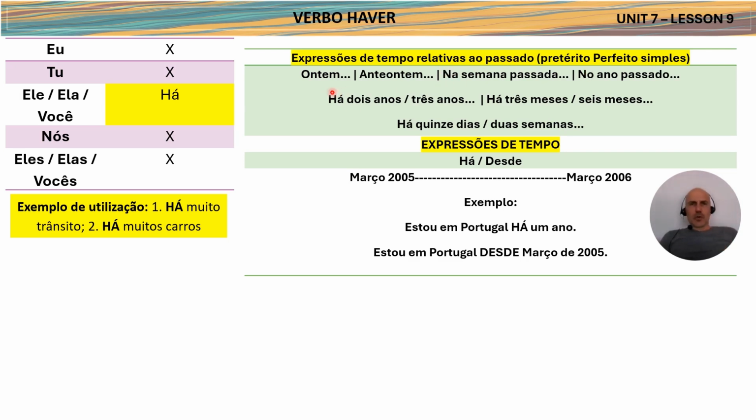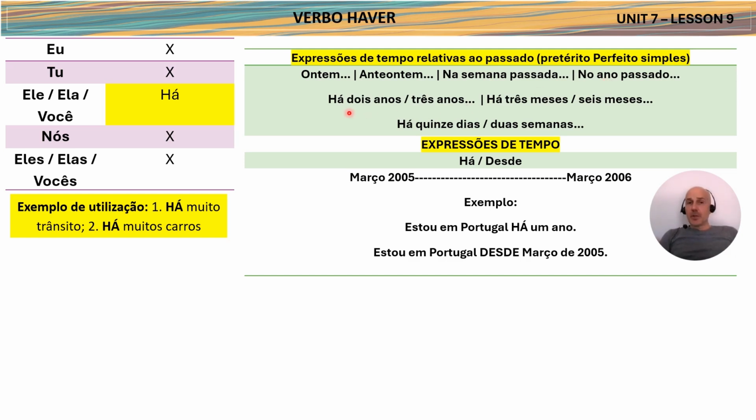So let's check these words. Ontem. I'm sure that you know it means yesterday, right? Anteontem. It means the day before yesterday. Na semana passada, this means word by word, it's like in the, as you know, it's em plus a, right? So this is in the last week. So last week, that's the translation in English, okay? No ano passado, same logic. So the translation is last year.